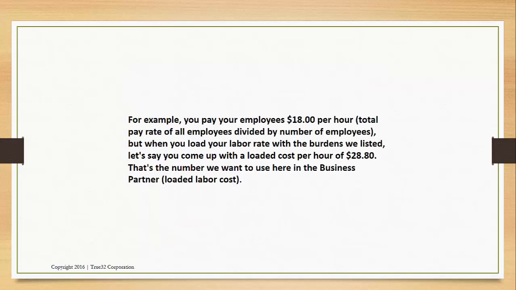For example, you pay your employee $18 per hour. To calculate that, and this is a cumulative number, so again that's plural, employees, $18 per hour, is the total pay rate of all your employees divided by the number of employees. But when you load your labor rate with the burdens we listed, let's say you come up with a loaded cost per hour of $28.80. That's the number we want to use here in the Business Partner, a loaded labor cost.